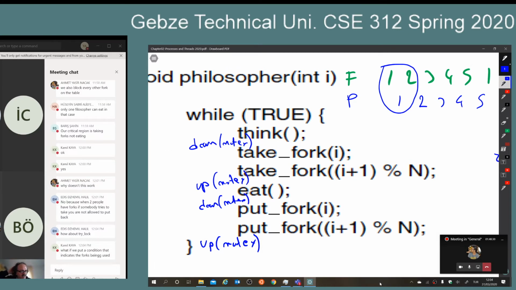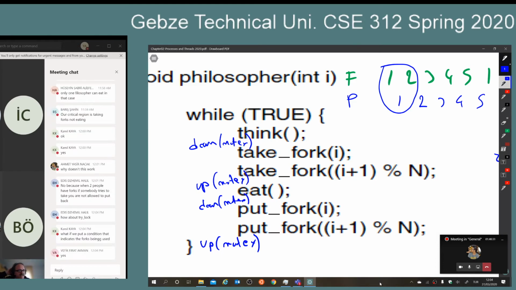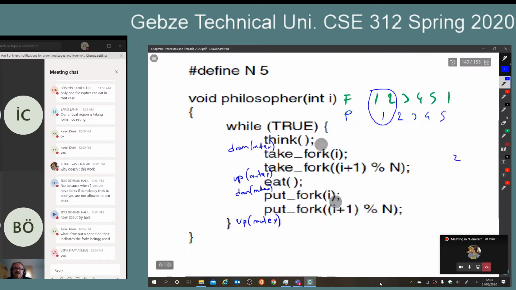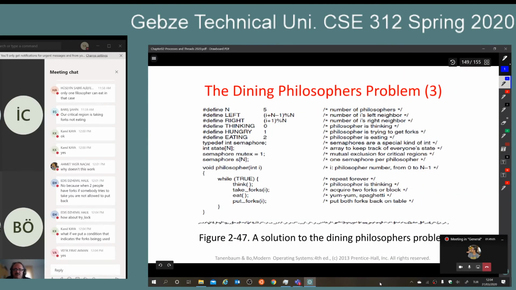How about trylock? It's kind of like that. If both of them are available, then I will lock them. But again, there could be problems with the unlocking. So that's the idea: before entering the critical region, let's see if both forks are available. But when I am done, if somebody is waiting for these forks, then wake them up. So let's look at the solution from the book.